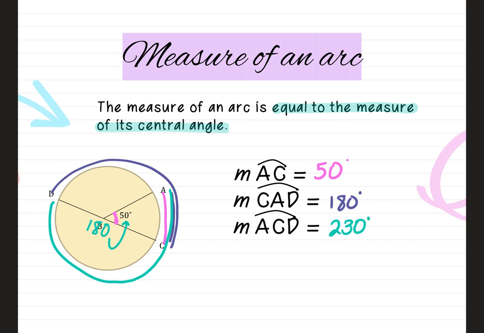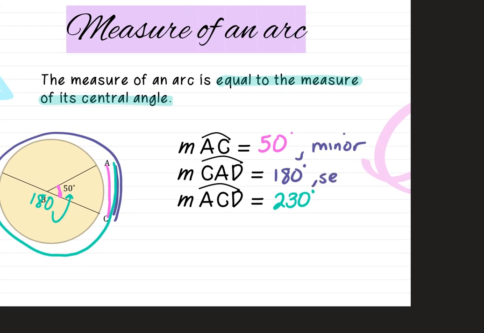Questions on those? I didn't know. Good. I should have read the directions because instead I just put minor arc, semicircle. Okay, well, let's do that. Classify. What is AC? So AC is minor arc. Minor. And CAD is semicircle. Semicircle. And the last one's major. Good. But good tip: read directions, right?